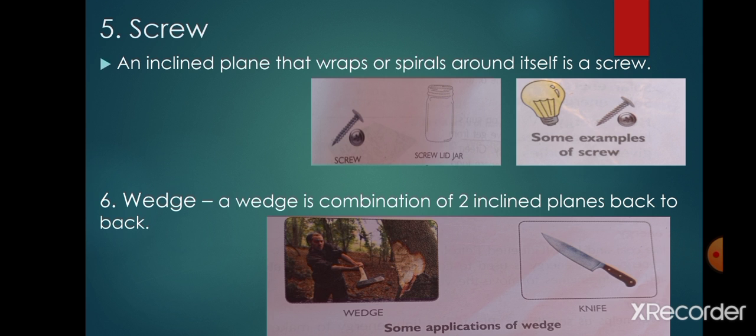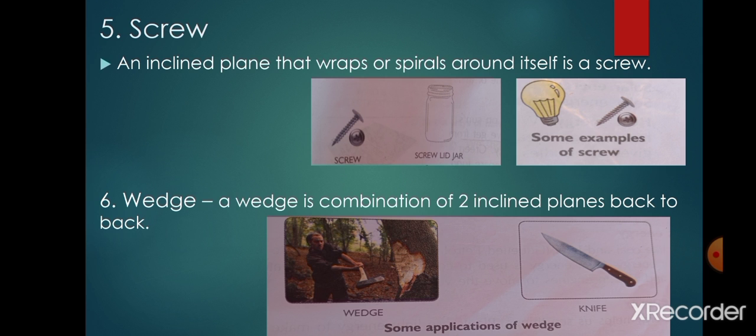Wedge. The sixth type of simple machine is the wedge. A wedge is a combination of two inclined planes held back to back. Like you can see in a knife, two inclined planes back to back. We can see they are attached. This structure gives the wedge a sharp edge. That is, one end is very sharp.